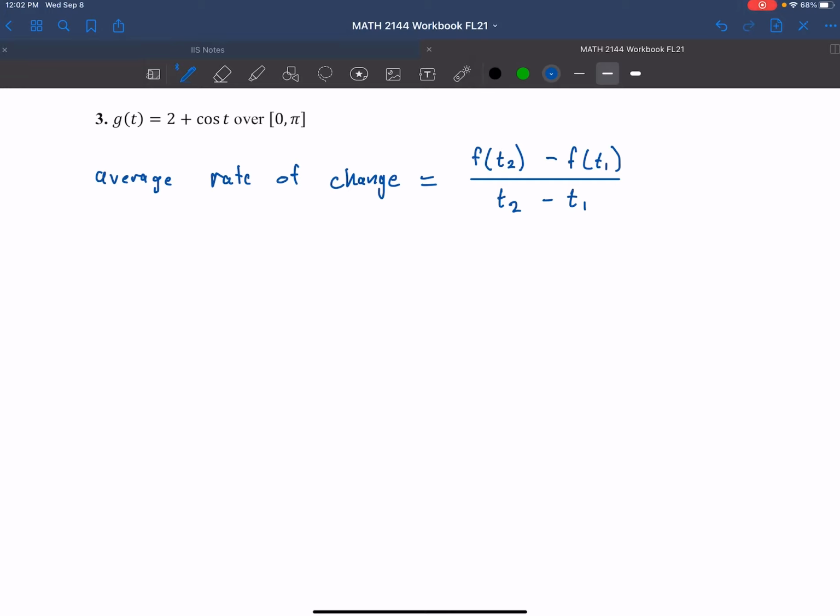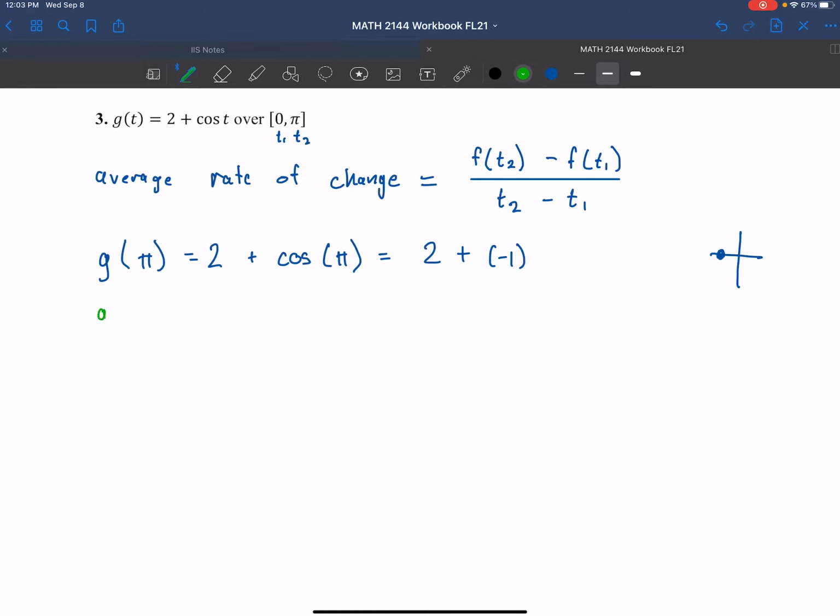By the way, I'm going to do this a little bit differently than I showed last time, because I find sometimes people are more comfortable doing the computations outside of the formula and then plugging into the formula. If you're one of those, that's fine. So t1 is 0, t2 is pi. In this case, g of pi, or t2, is 2 plus cosine of pi. And of course, cosine of pi, if you think about where you are on your unit circle, you're at 180 degrees, so the x value is -1.